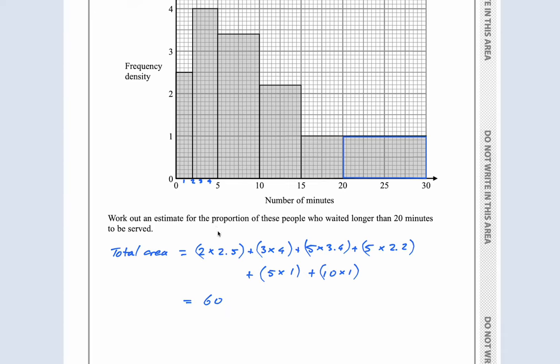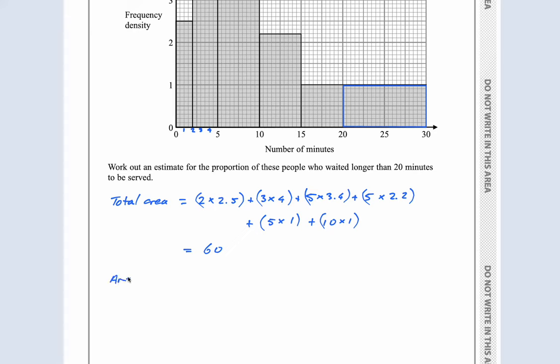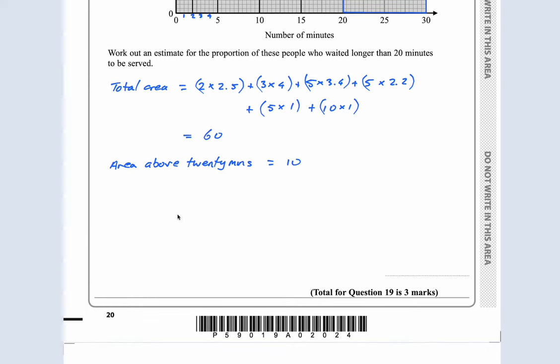And this area above 20 mins is equal to 10 times 1, which is 10, and we knew that from here. So the proportion is equal to 10 out of the total, which is 60, which is 1 over 6. Okay.